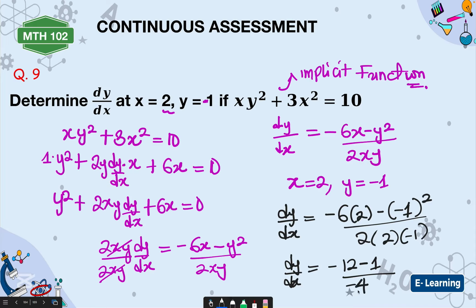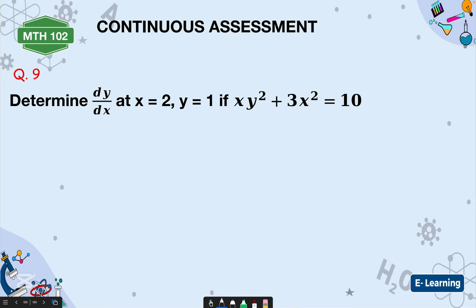Are you getting it? So at the end of the day, what are we going to have? This will be minus 12 minus 1, which gives us minus 13, divided by minus 4. So the correct answer to this question will be 13 over 4. Is that okay? It's a very simple question. A very simple one. Let's see the next one.